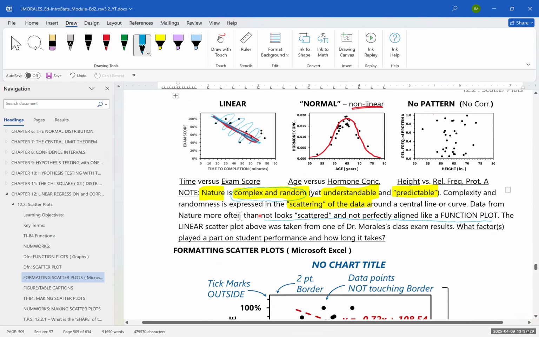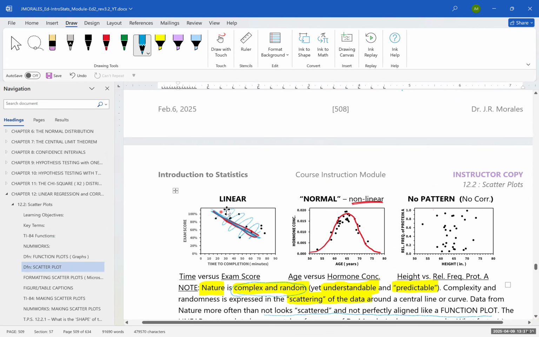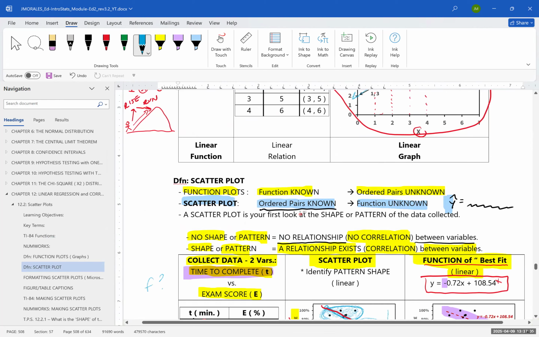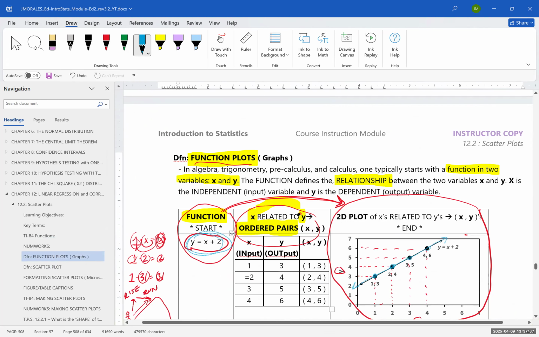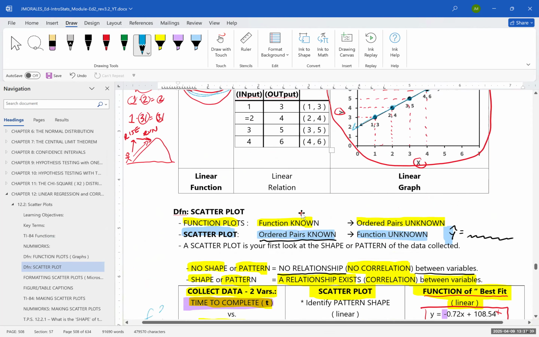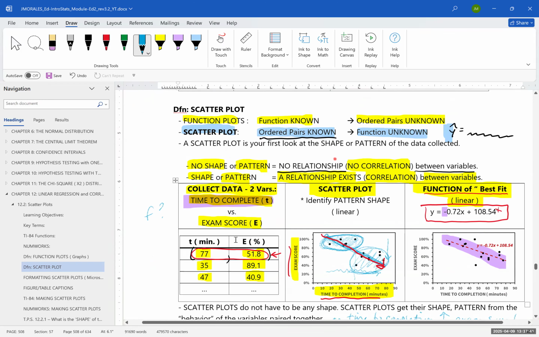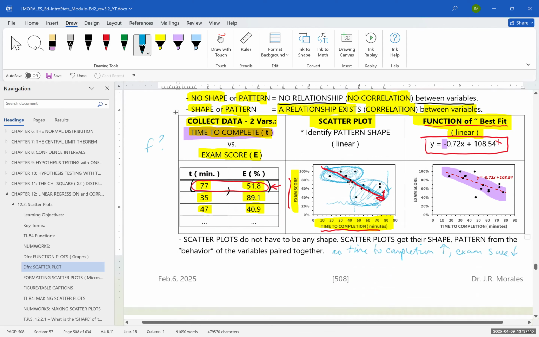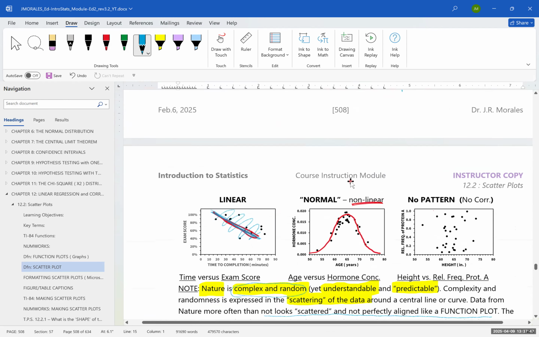Okay, so next I'd like to talk about maybe formatting scatter plots. But I think for now, just stopping this, talking about the difference between a function plot and a scatter plot. We're going to be working with scatter plots here in chapter 12. So I think this is a decent introduction to what they are.